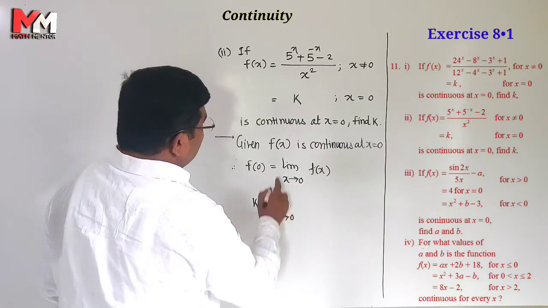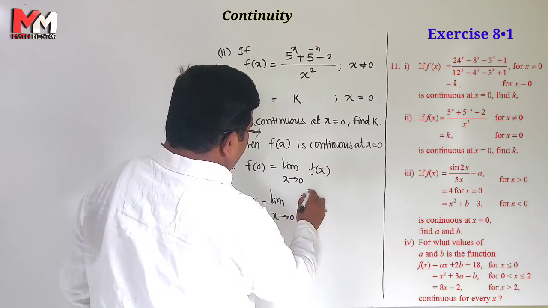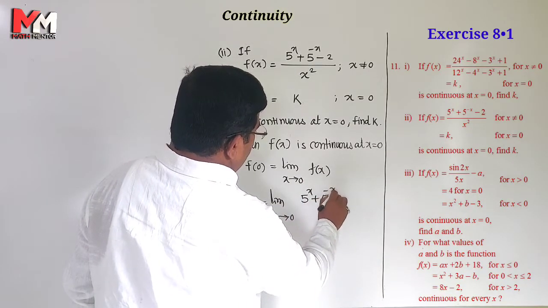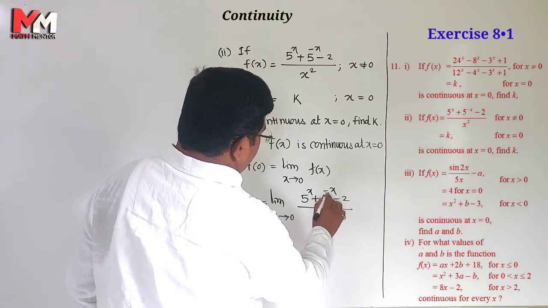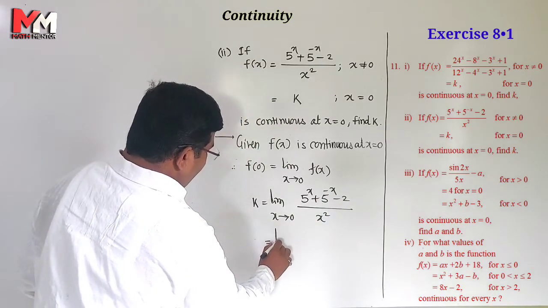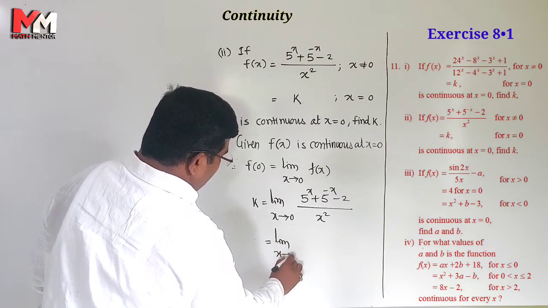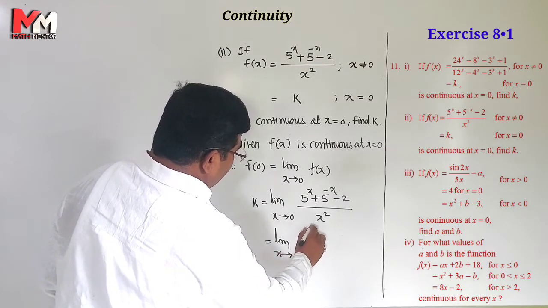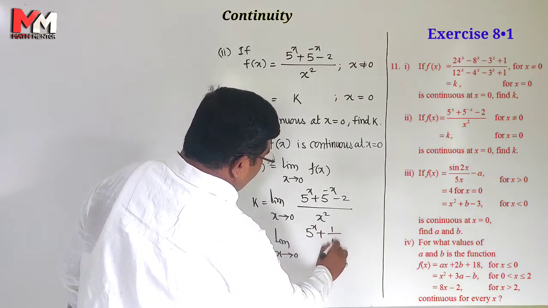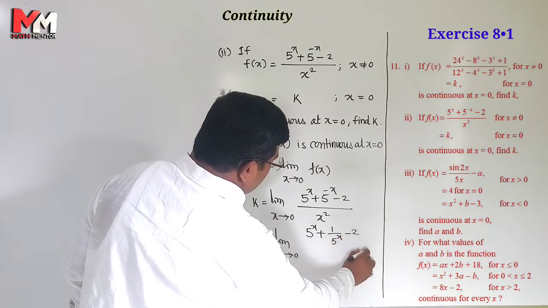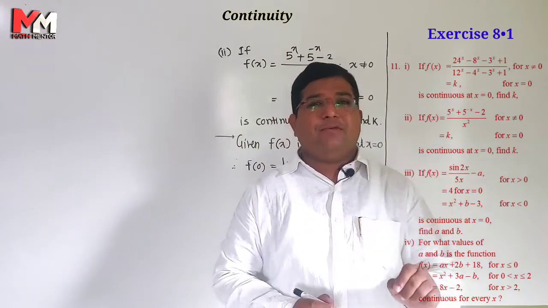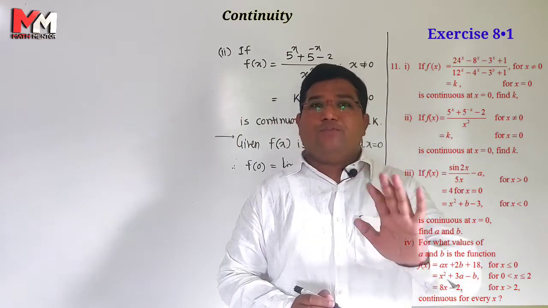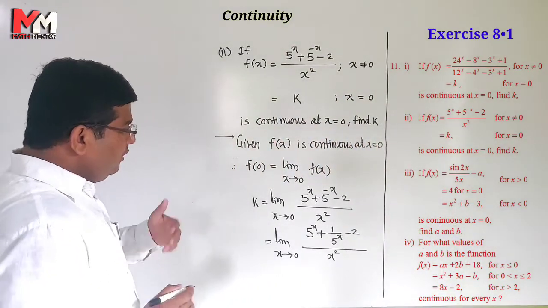Limit x tends to 0. The function is this: 5 raised to x, 5 raised to minus x minus 2 divided by x square. So here, first of all, make the negative power into positive by taking reciprocal: 1 upon 5 raised to x minus 2, divided by x square. So actually हमें हर एग्जाम्पल में क्या फाइंड करने वाले? लिमिट ऑफ द फंक्शन, विच इज़ वेरी वेरी सिंपल.